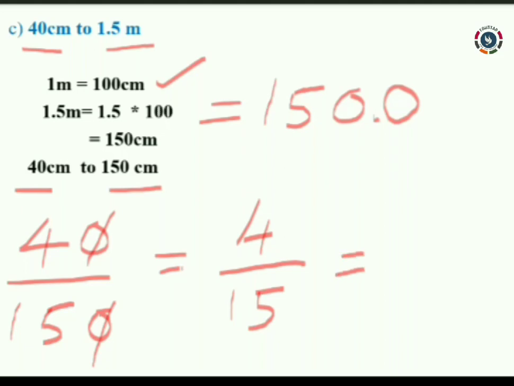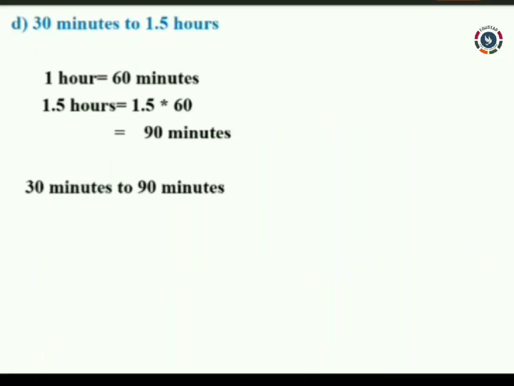So 40 centimeter to 1.5 meter, which is equal to the ratio 4:15. Next one, 30 minutes to 1.5 hours. Check the units, minutes and hours. The two are not in the same unit, so you have to convert them to the same unit.